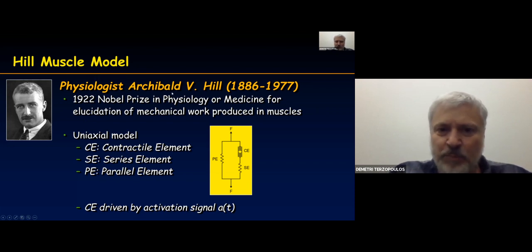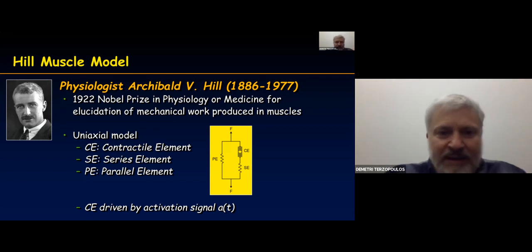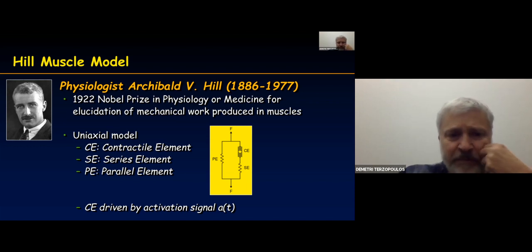Archibald Hill, you can see his lifespan over here, won the 1922 Nobel Prize in Physiology and Medicine for studying mechanical work produced in animal muscle. He came up with a simple model of muscle, which is still fairly reasonably accurate, called the Hill muscle model. Excuse me. And here you can see the muscle model.